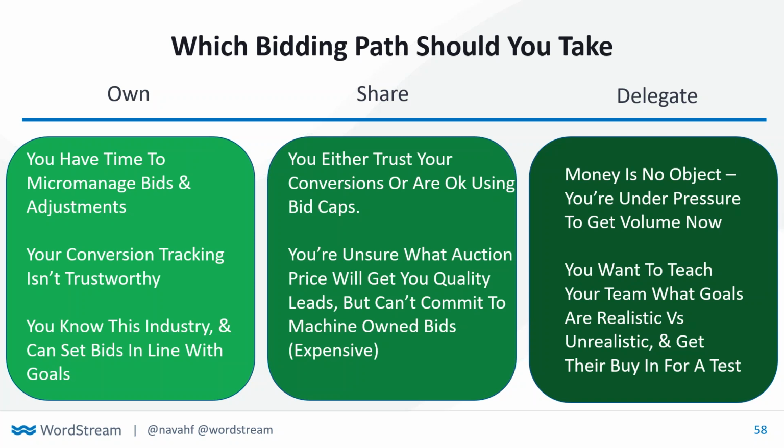So breaking this down, owning, sharing, and delegation: if you're going to own it, you have the time to micromanage the bids, and that means living in your account micromanaging. You also may not trust your conversion tracking, and you know this industry and can set bids in line with your goals. If you're sharing, you either trust your conversions or you're okay using bid caps. You also might be unsure what auction price will get you the quality leads, but you can't quite commit to machine-owned bids because they're expensive.